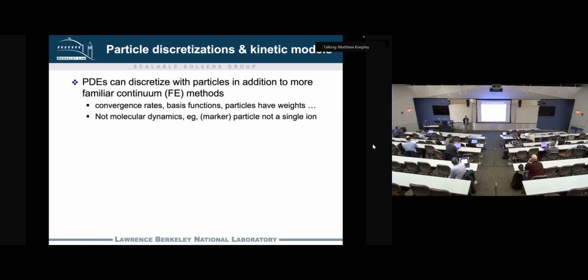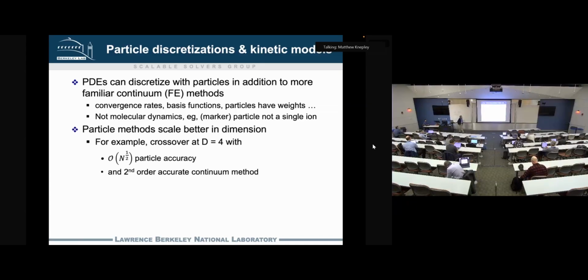So PDEs can be discretized with particles as well as the more familiar, I think, with this crowd, continuum methods. You have convergence rates, you have basis functions, you have weights or scales associated with each of the basis functions. This is not molecular dynamics. Each particle, people will say marker particles, is not an individual ion or electron, for example. And so particle methods have the advantage at higher dimension.